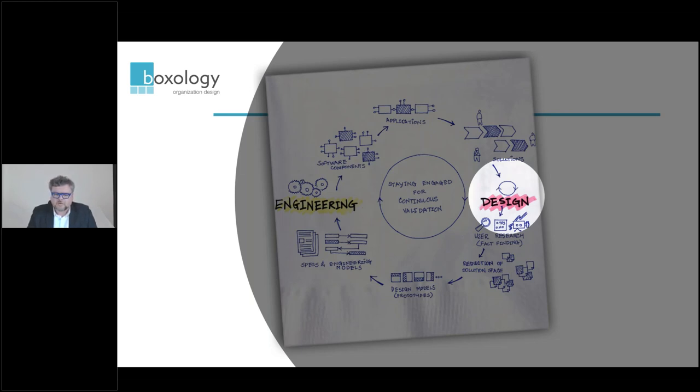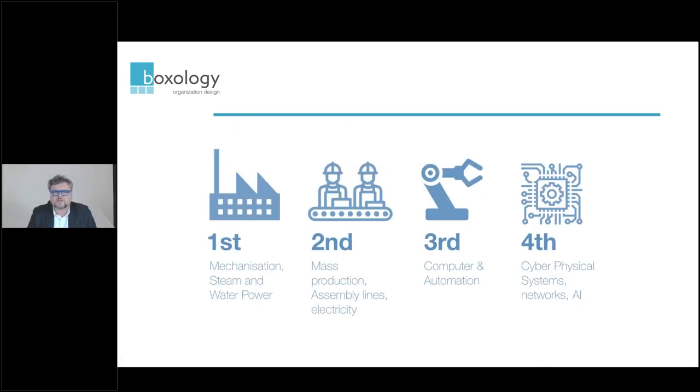When we move into that context, we need to understand a bit of the background of design thinking. First of all, society has moved through a few cycles of industrial revolution, from the mechanical to production and assembly lines, electricity, and then computers and automation, where computers and automation supported our processes and people. But ultimately we moved into a fourth industrial revolution, and that brings us to cyber-physical systems, networks and artificial intelligence. But what does that mean for us? What does it mean for HR?